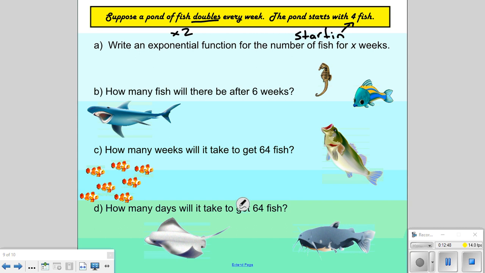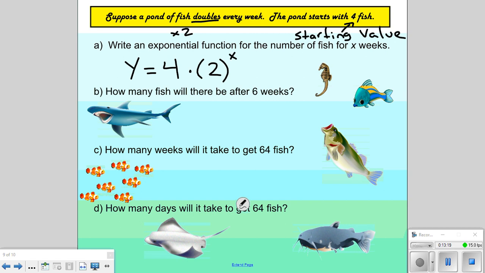Now, this thing tells me to write an exponential function for the fish for x weeks. That means we don't know how many weeks it's going to be, so we're going to have a total number of fish. We say our starting value first, which is 4, times, we need to know our growth rate, which we know is 2. So we can say 2 raised to the x power. There is no asymptote that was given to us, so that is actually our equation right there.